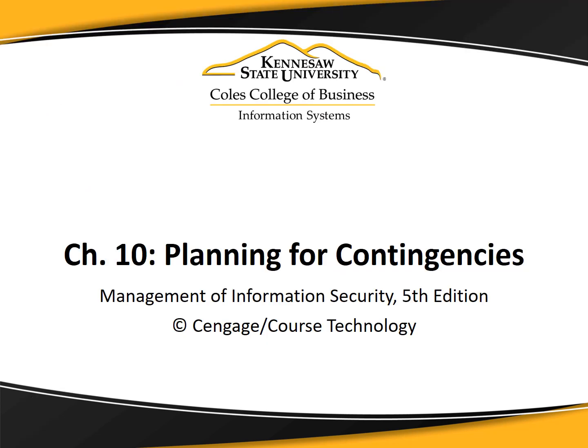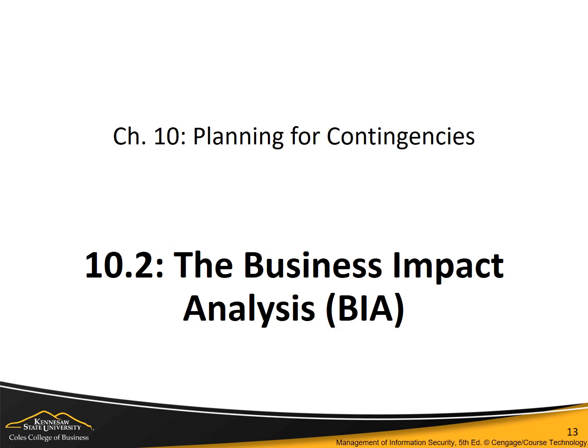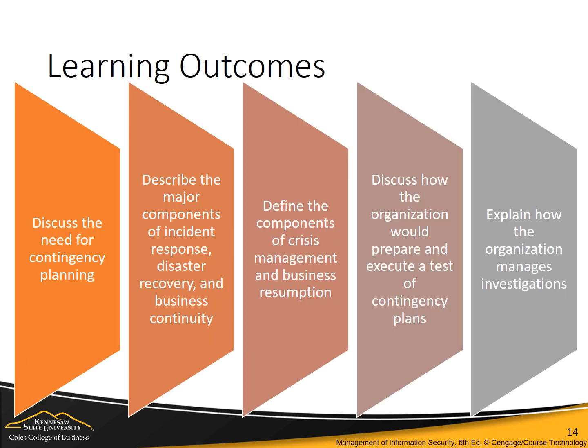We continue Chapter 10, Planning for Contingencies. This is Section 2, the Business Impact Analysis, or BIA. This section will cover the following learning outcome. Describe the major components of incident response, disaster recovery, and business continuity.